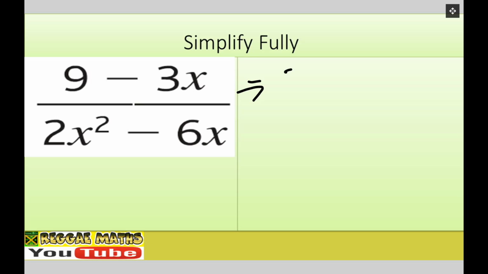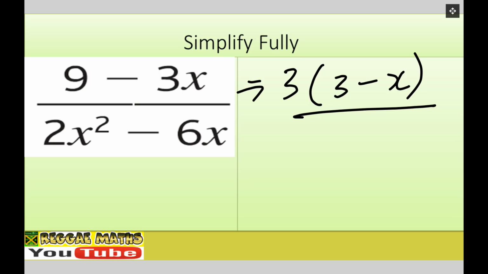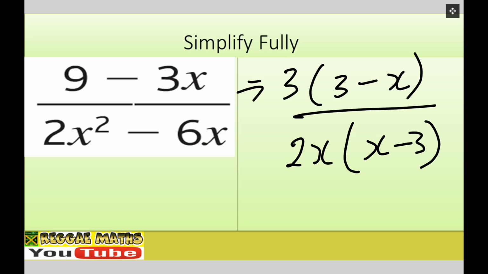Here again, 3 is common, 3 goes outside the bracket, inside the bracket it's going to be 3 minus x. 2x is common, so inside the bracket you've got x minus 3. So we've got minus, answer equals minus 3 over 2x.